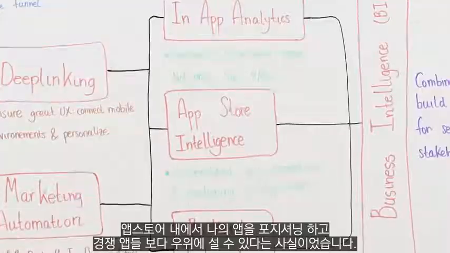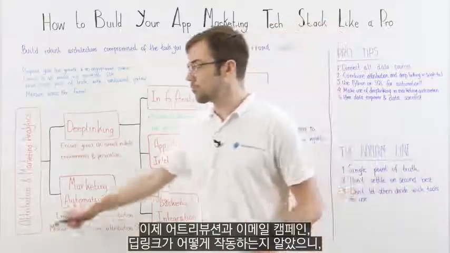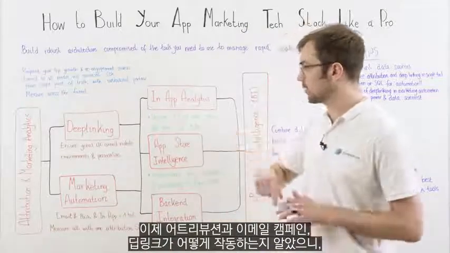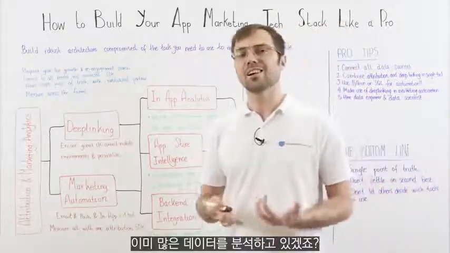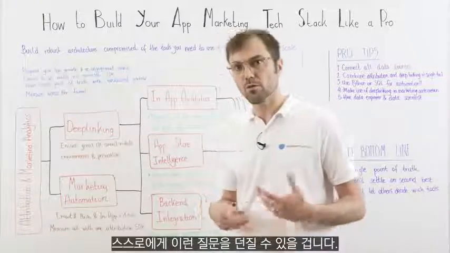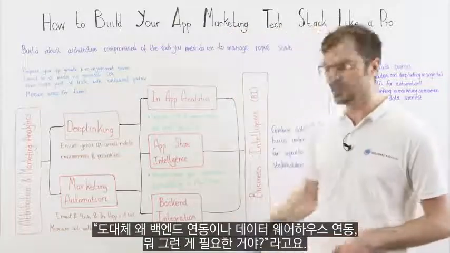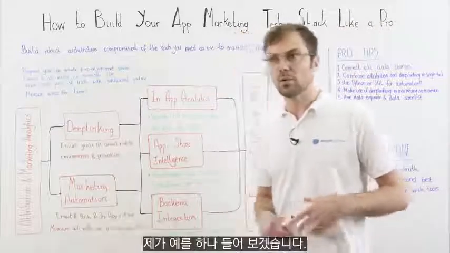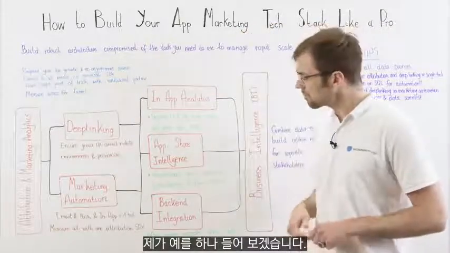Now that you understand how your attribution works, how your email campaigns work, how your deep linking works, these kind of things, you already analyze a lot of data, right? So you might ask yourself, why the hell do I need a backend integration or a data warehouse integration, however you call it? Well, let me give you one example.